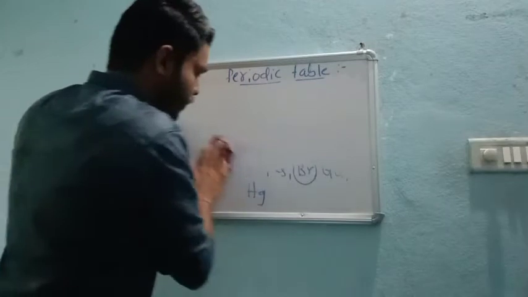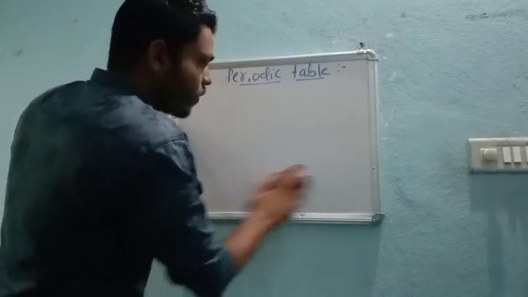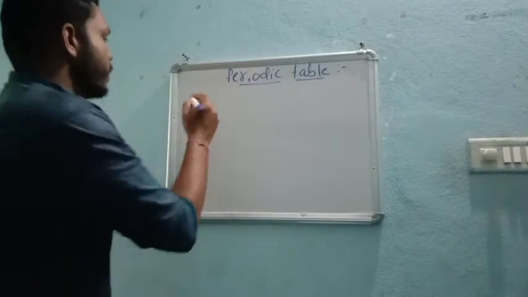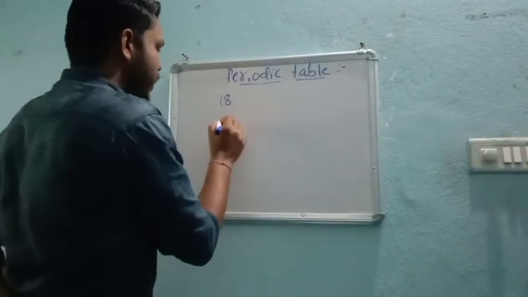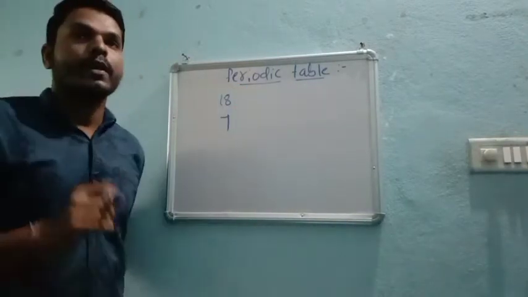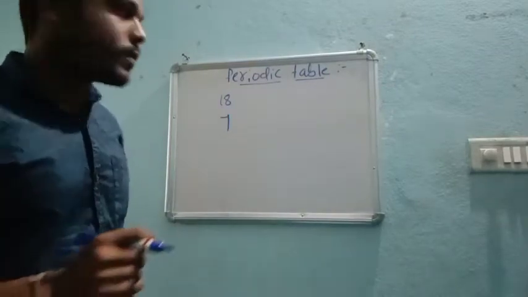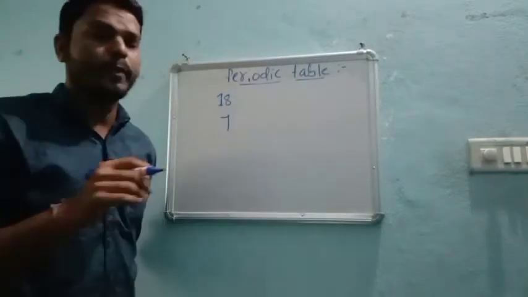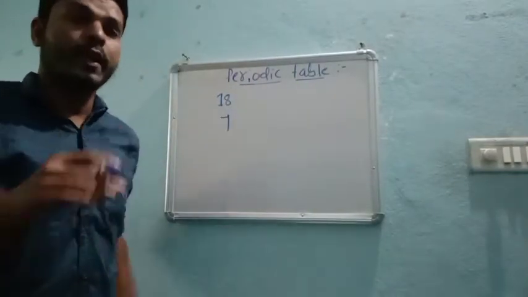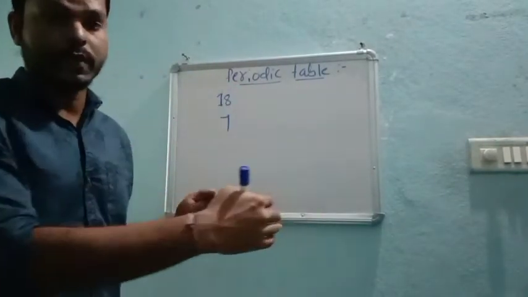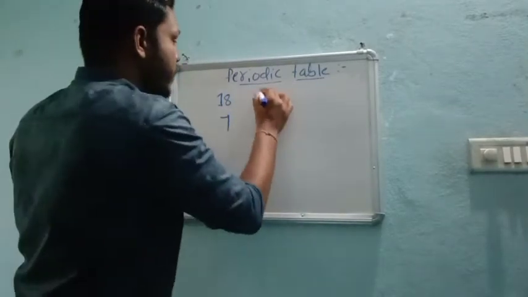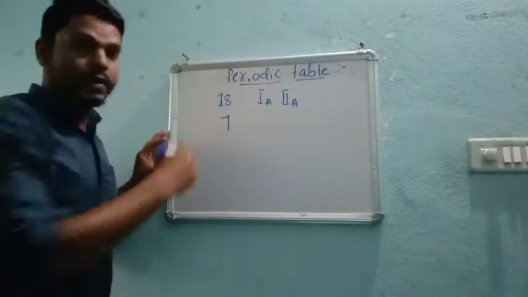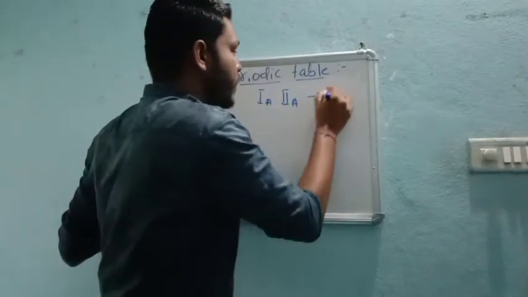So now we continue with groups and periods. As I said, there are 18 groups and 7 periods. These 18 groups consist of different block elements. That means the first A and second A groups consist of S block elements.